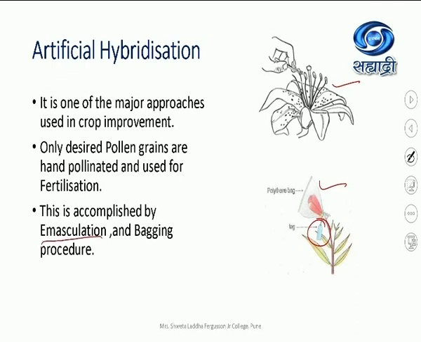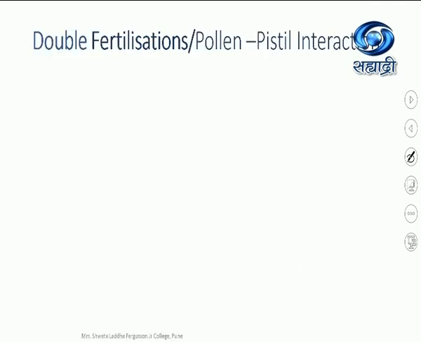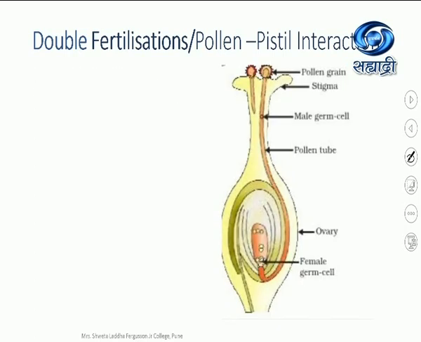Emasculation is removal of anthers before anthesis, before formation of pollen grains. Bagging with a polythene bag and then tagging it. So bagging and tagging. Now let us discuss double fertilization and pollen-pistil interaction.